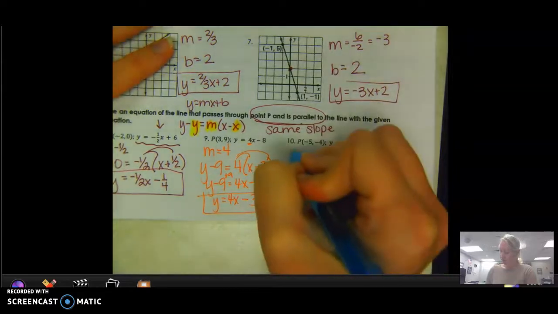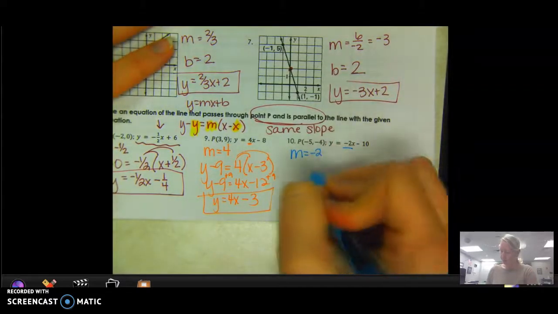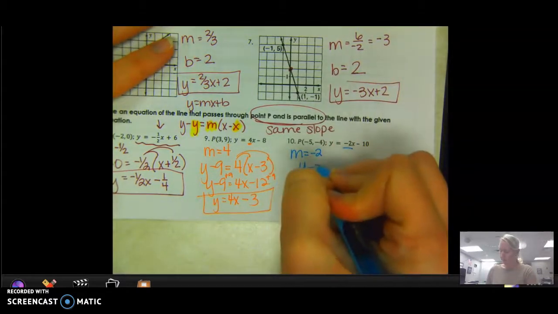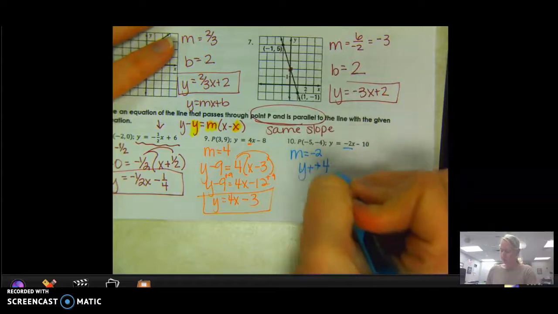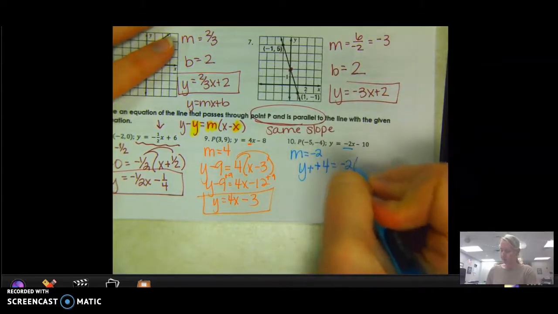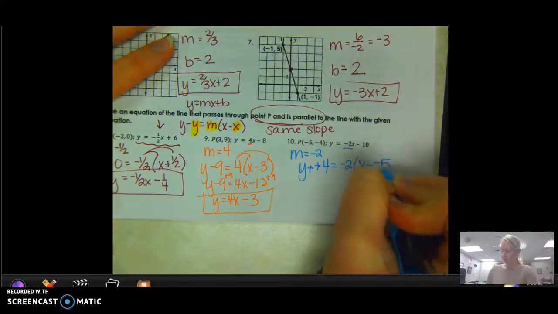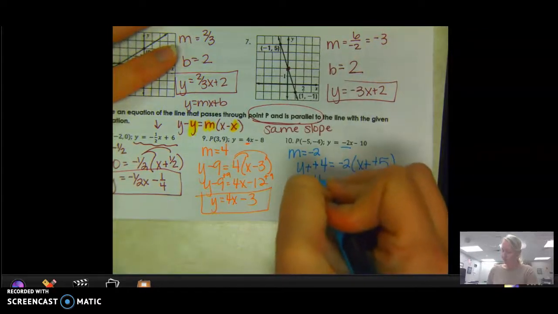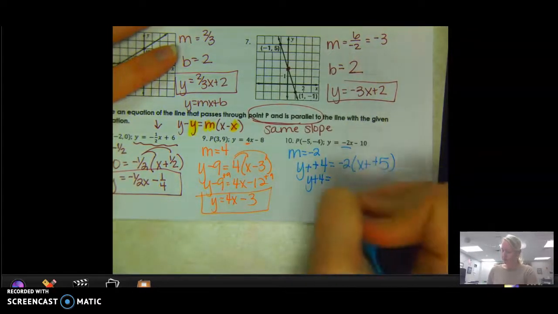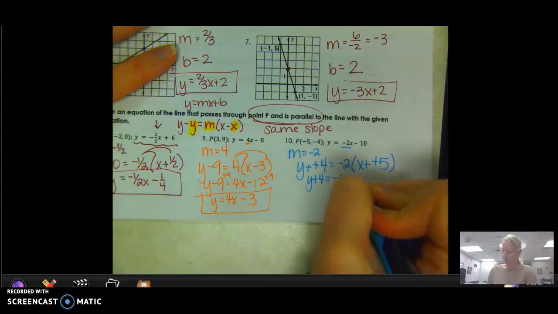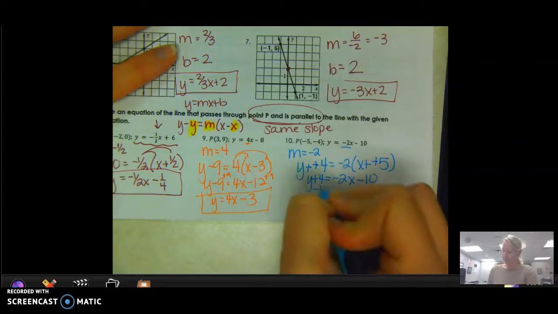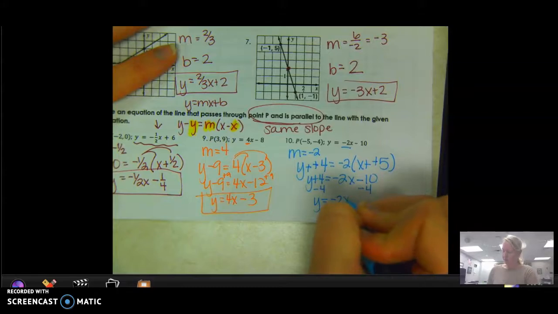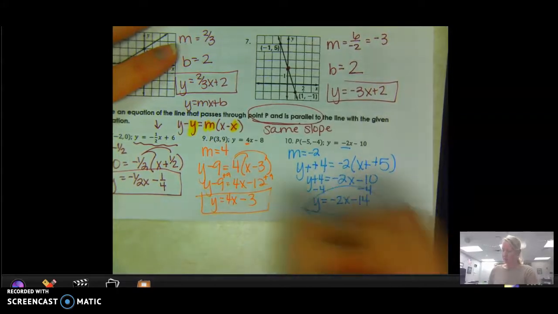Same slope, so my slope here would be -2 still. y minus a -4, so two negatives make a positive, equals my slope of -2, parentheses x minus a -5, two negatives make a positive. So this is really y plus 4 equals, distribute, -2x minus 10. I'm going to subtract 4, y equals -2x minus 14.